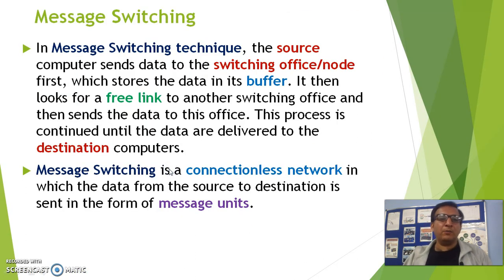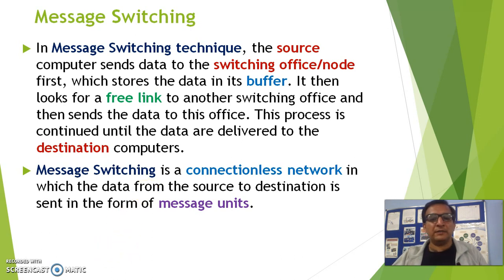So now we'll talk about message switching. In the message switching technique, the source computer sends the data to the switching center or node, which stores the data in its buffer. It then looks for a free link to another switching center and then sends the data to that particular office. So it is switching center to switching center. This process is continued until the data is delivered to the destination computer.